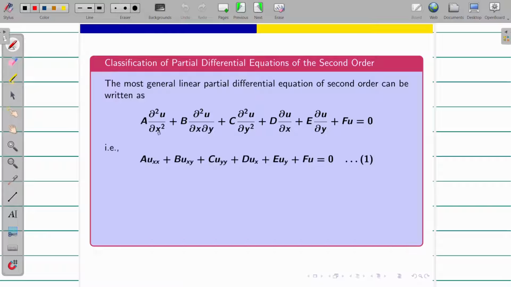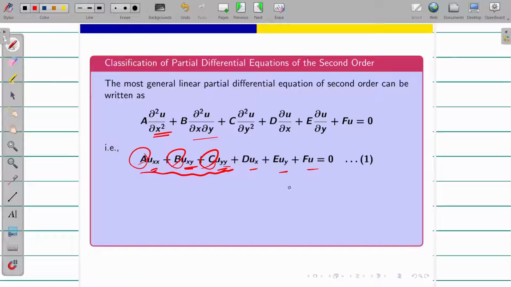This can be rewritten as dou square u by dou x square, you know very well, u double x. Similarly, dou square u by dou x dou y is u xy. Second derivative of u with respect to y is u double y. Similarly, first derivative of u is ux, first derivative of u with respect to y is uy, plus fu equivalent to 0. Right. Now we have to classify it. The classification we are going to do in this part only. The second derivative of u with respect to x, dou square u by dou x square, the coefficient is a. So don't forget that. It will be important to classify this. The uxy coefficient is b. The uyy coefficient is c. So these three things only are going to make changes in the differential equation.